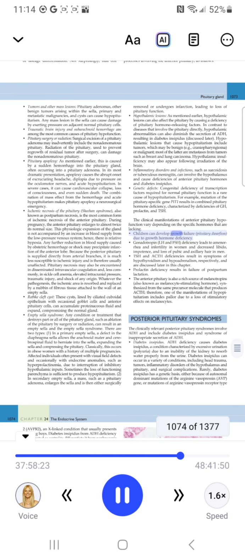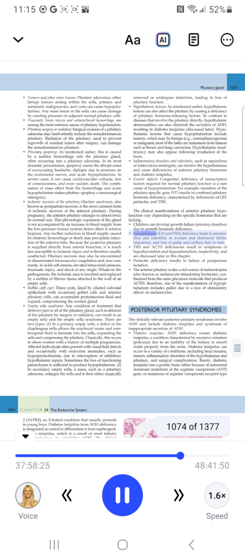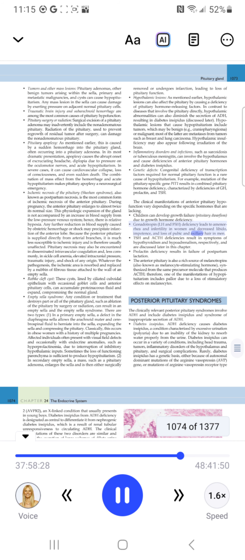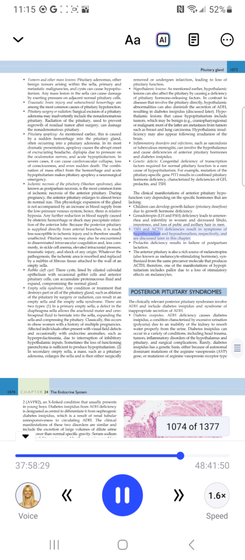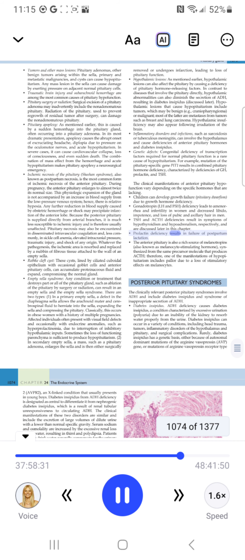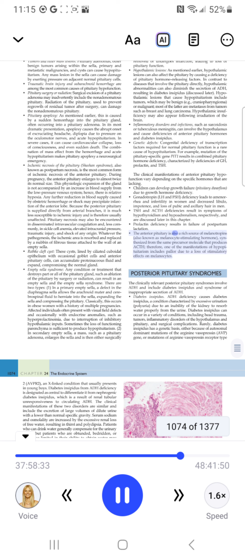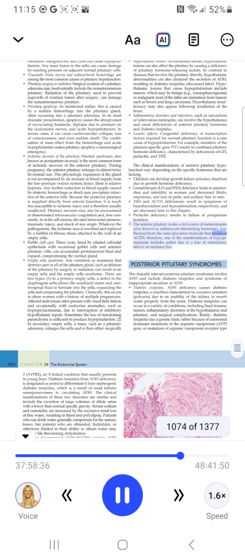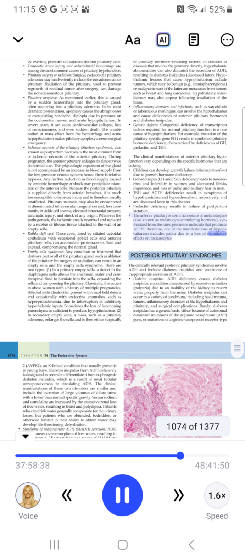Children can develop growth failure, pituitary dwarfism, due to growth hormone deficiency. Gonadotropin, LH and FSH, deficiency leads to amenorrhea and infertility in women, and decreased libido, impotence, and loss of pubic and axillary hair in men. TSH and ACTH deficiencies result in symptoms of hypothyroidism and hypoadrenalism, respectively, and are discussed later in this chapter. Prolactin deficiency results in failure of postpartum lactation. The anterior pituitary is also a rich source of melanotropins, also known as melanocyte-stimulating hormone, synthesized from the same precursor molecule that produces ACTH. Therefore, one of the manifestations of hypopituitarism includes pallor due to a loss of stimulatory effects on melanocytes.